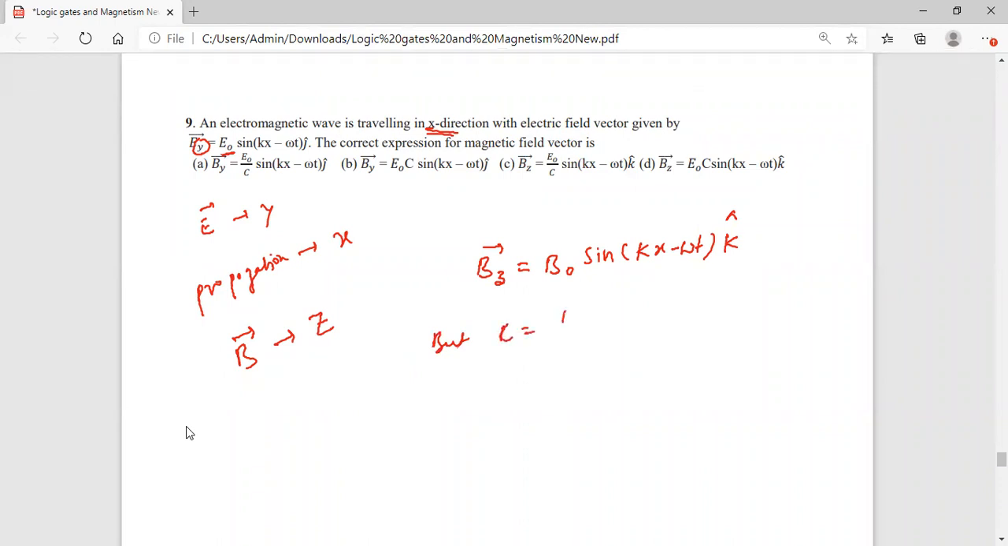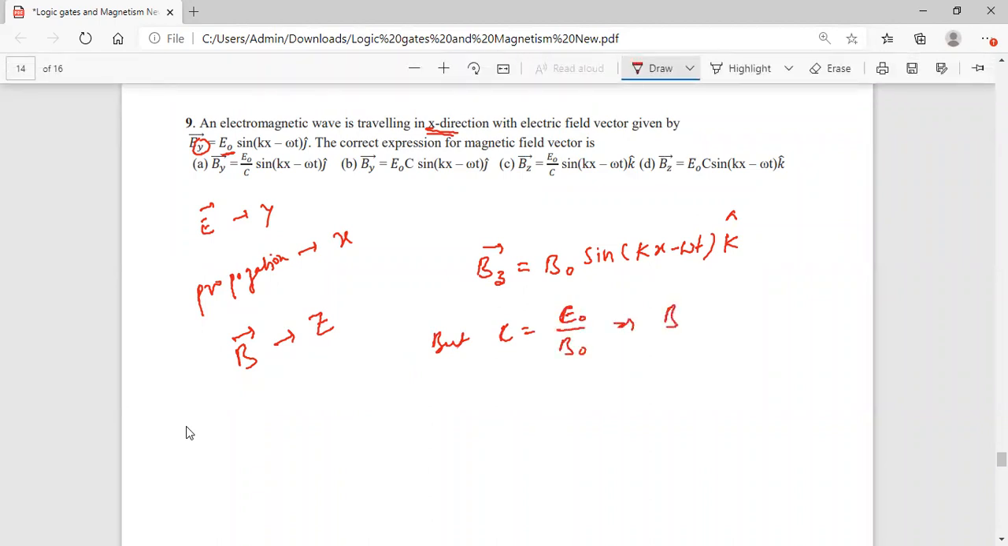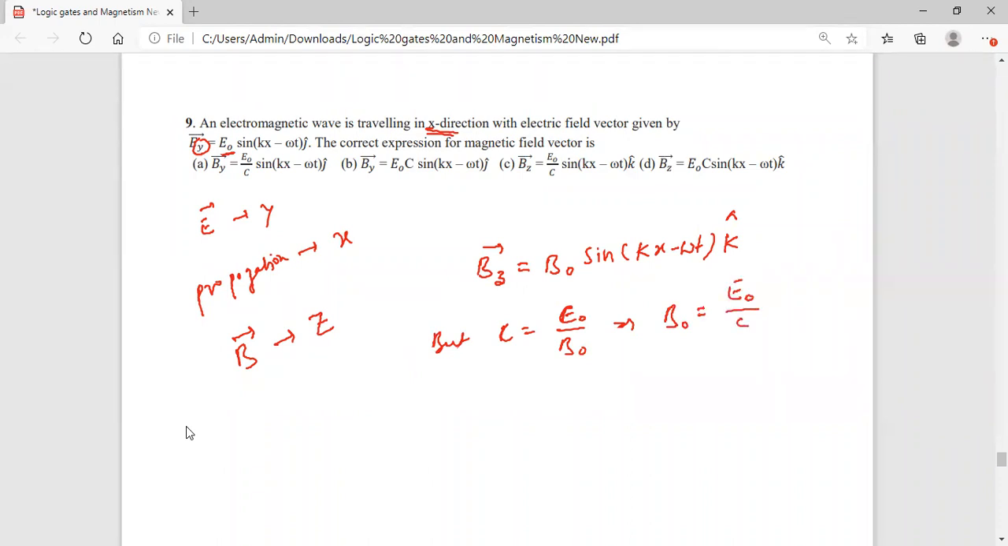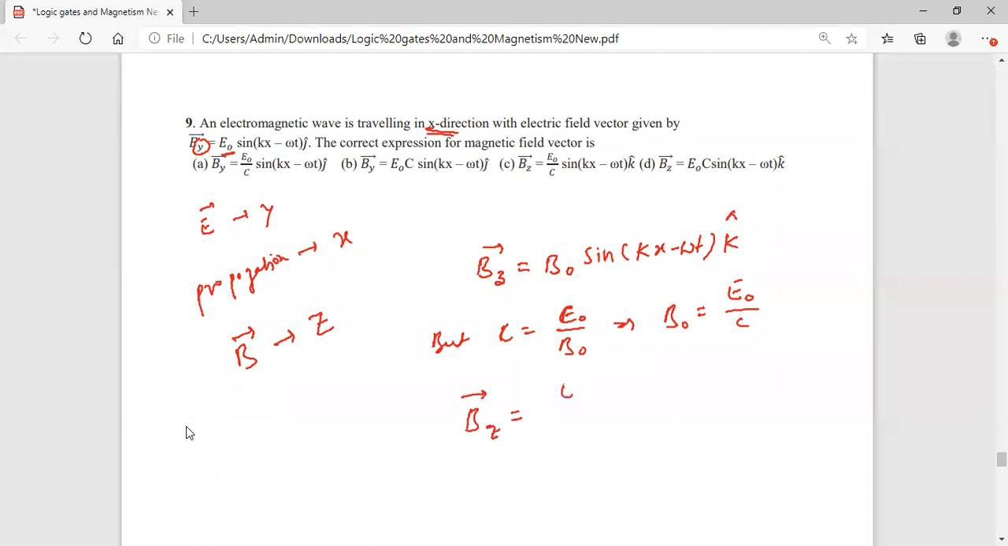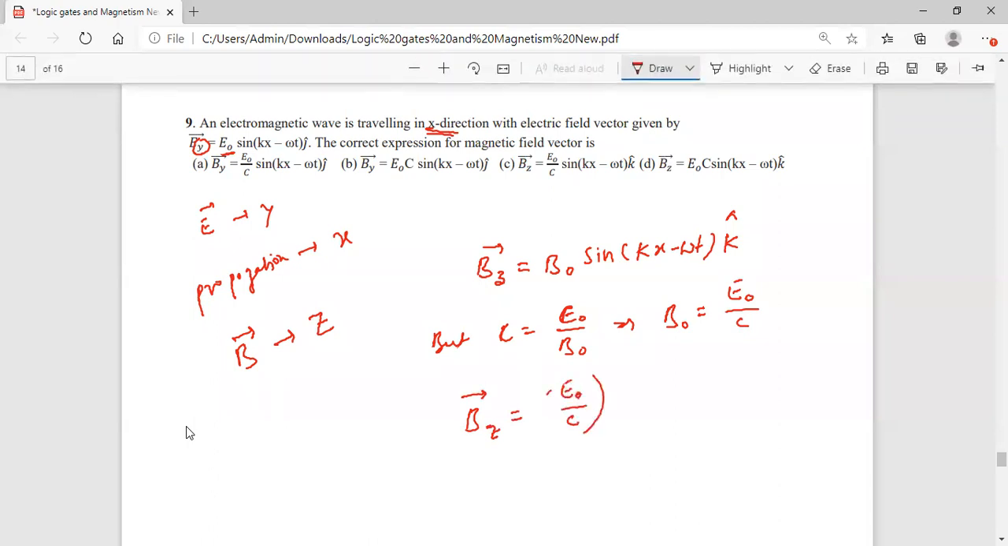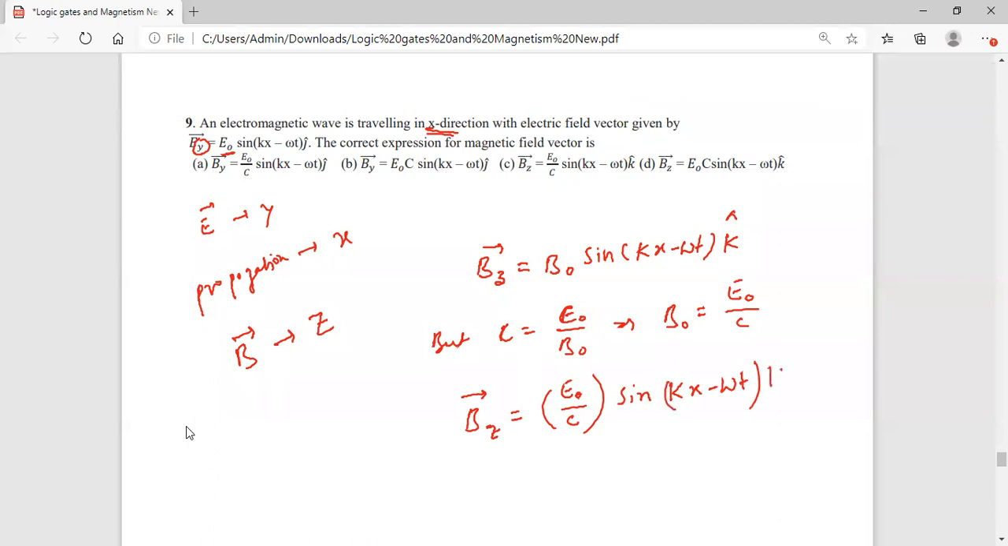But C is equal to E naught divided by B naught. That implies B naught is equal to E naught by C. Substitute here. Then BZ is equal to E naught by C into sine kx minus omega t into k cap. E naught by c into sin kx minus omega t into k cap. This is the option. Option C is the correct answer.